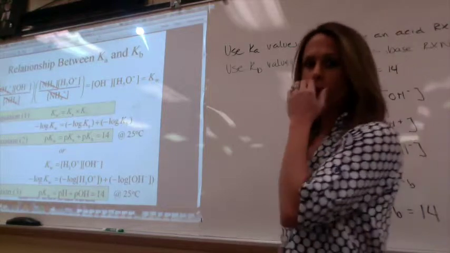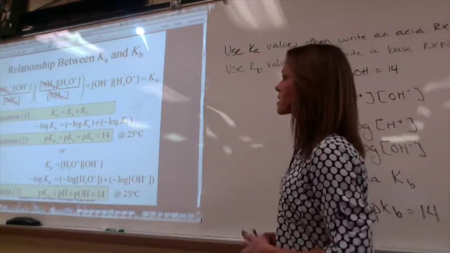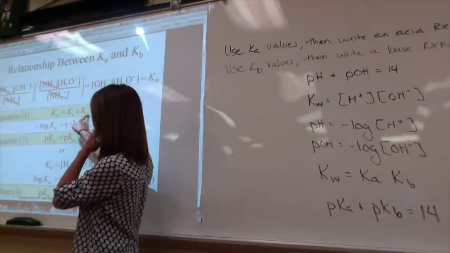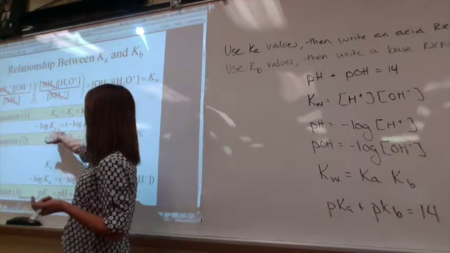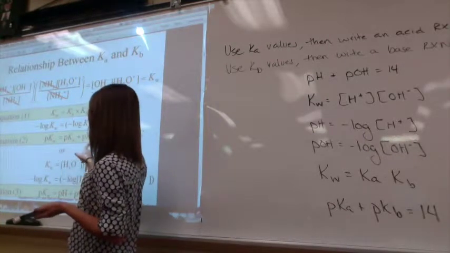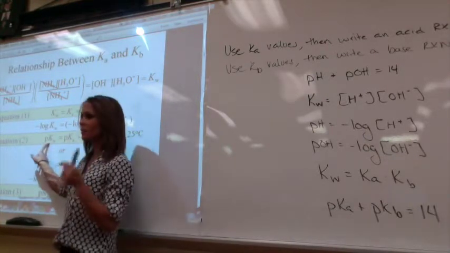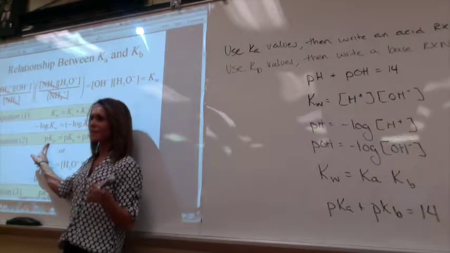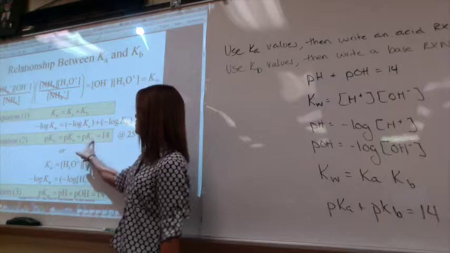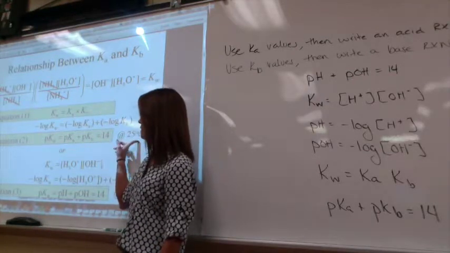So this is just showing you a whole bunch of equations mixed in here, but it's essentially what I just wrote. Kw equals Ka times Kb. If we take the log of each of these, then the pKw is equal to the pKa plus the pKb, and pKw is 14, because negative log of 1 times 10 to the negative 14 is 14. So pKa plus pKb equals 14 at 25 degrees.